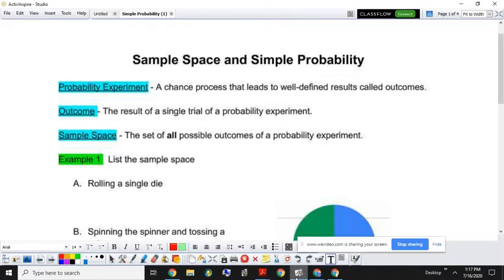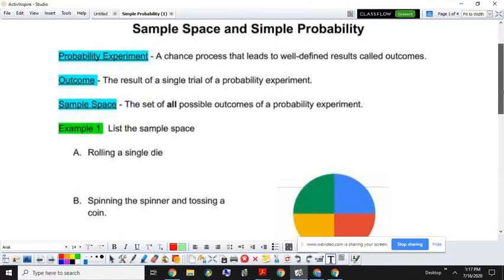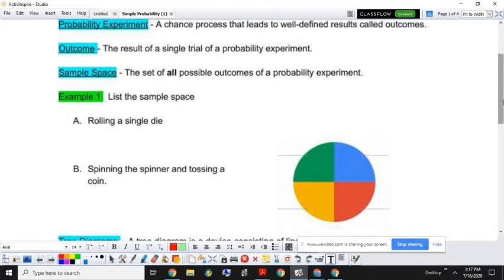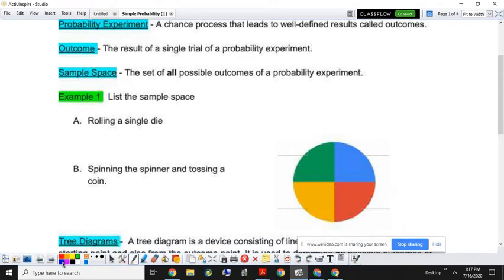So example one is saying list the sample space. It says list the sample space for rolling a single die. So we just list what we see on a single die. We can get a 1, a 2, a 3, a 4, a 5, or a 6. We put them usually in little brackets. That is the sample space.